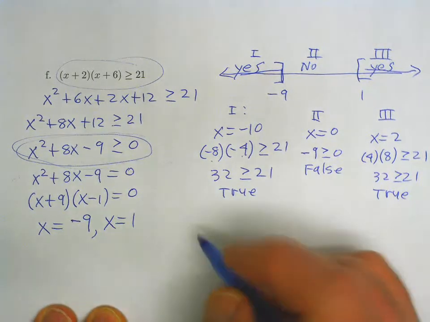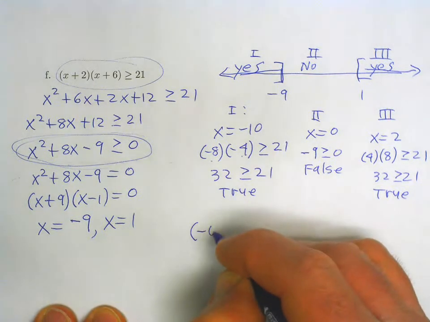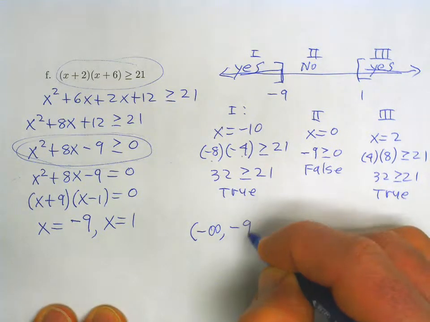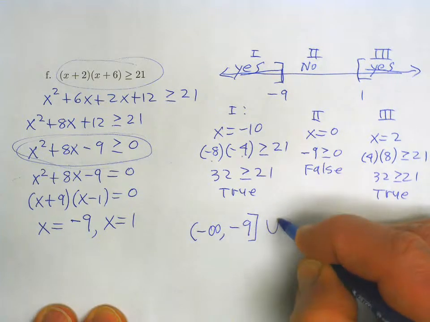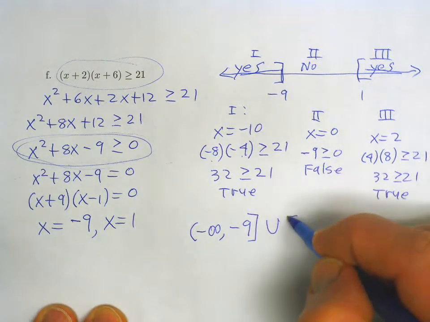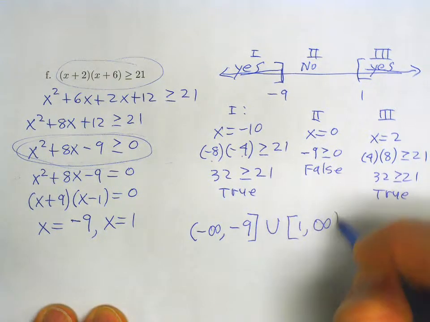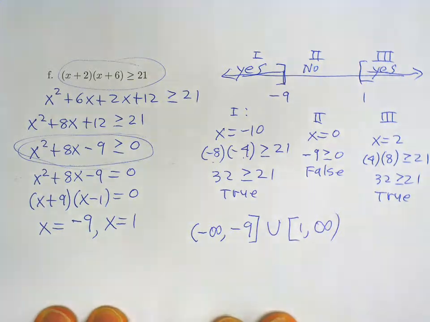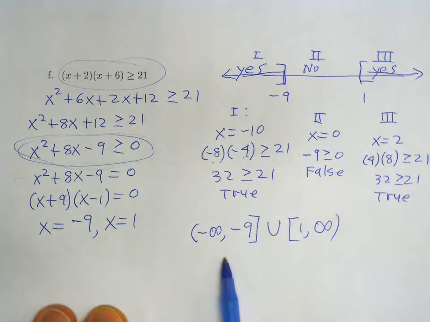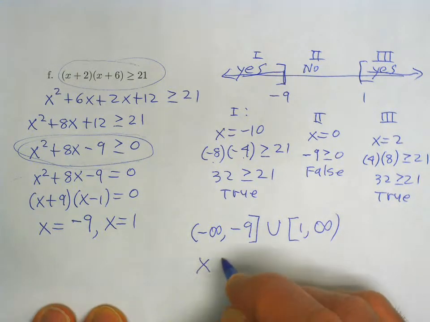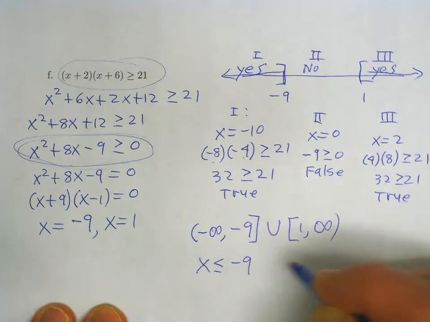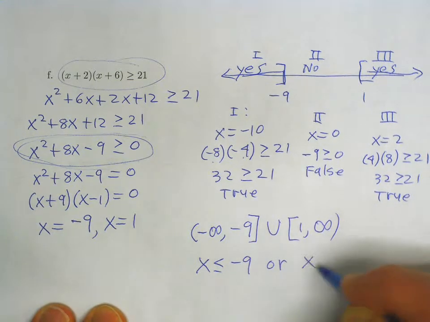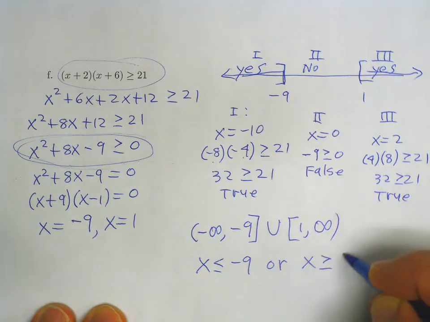In interval notation, parenthesis -infinity, comma, -9, bracket, and then union, bracket, 1, comma, infinity. That's the interval notation. And then the algebraic notation, x is less than or equal to -9, or x is greater than or equal to 1.